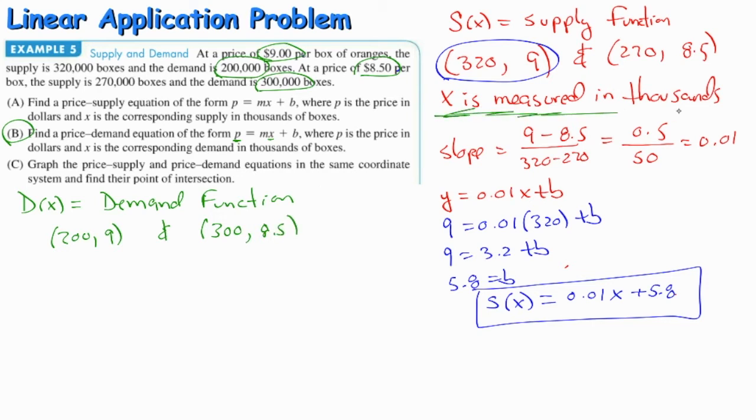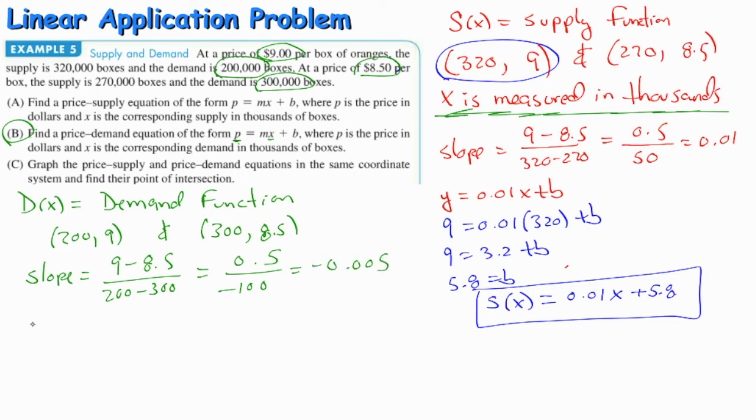Again, x is measured in thousands of boxes. We've established that for this problem. So the slope will be 9 minus 8.50 over 200 minus 300. This gives us 0.5 in the numerator and negative 100 in the denominator. So the slope is negative 0.005. We can now say the demand function is negative 0.005x plus b.